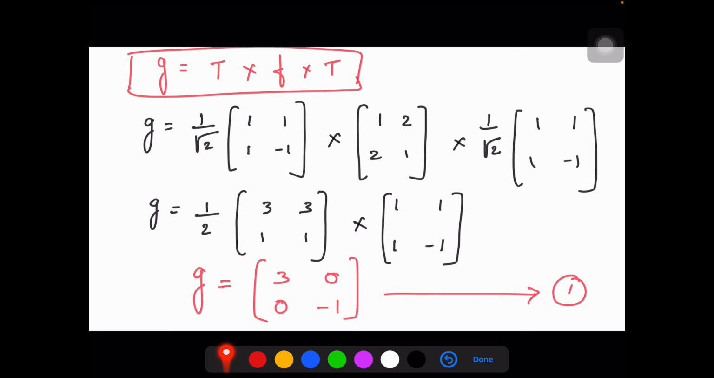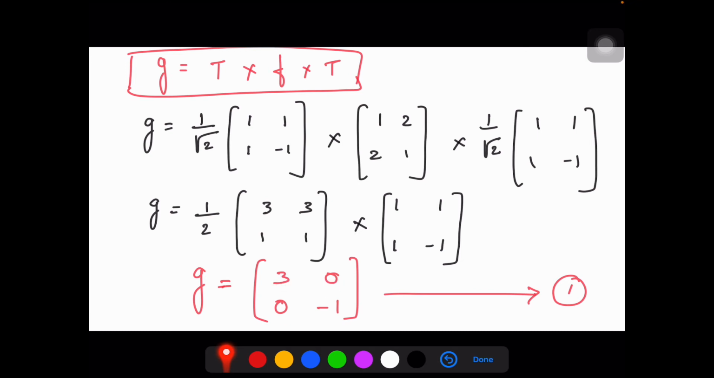So you get G is equal to 1 by root 2, with the values 1, 1, 1, minus 1. This is what your kernel is, multiplied with your image 1, 2, 2, 1, and again 1 by root 2, 1, 1, 1, minus 1. We have just taken the transpose; it's the same here for this problem. So when you multiply that, we get the transformed image 3, 0, 0, minus 1.